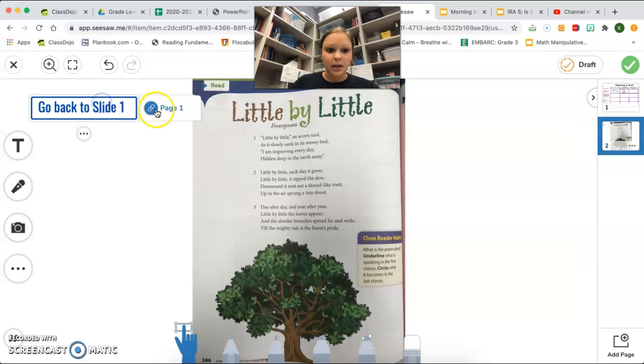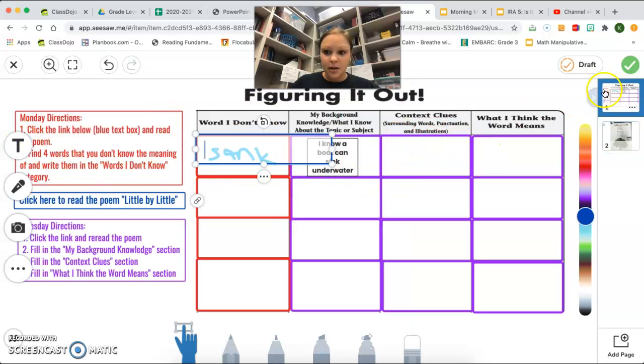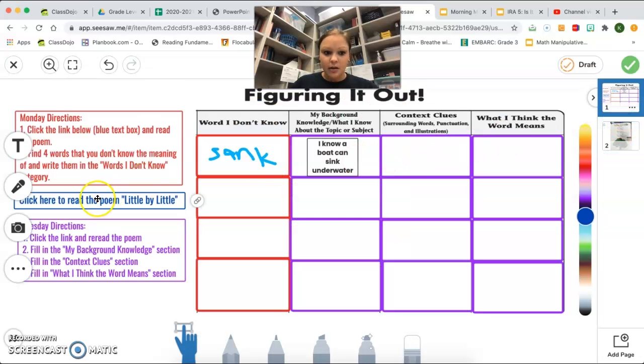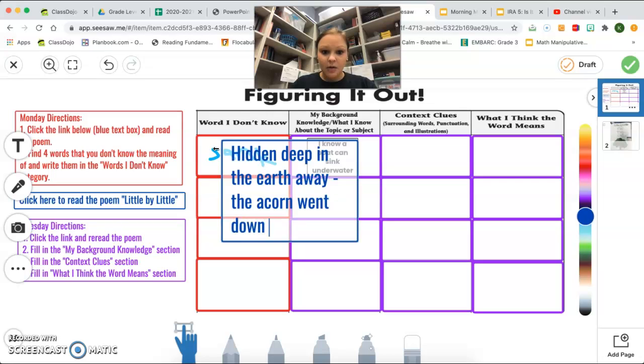So I'm going to go back here and I am going to type that last line, hidden deep in the earth away. That lets me know that the acorn went down into the mossy bed.